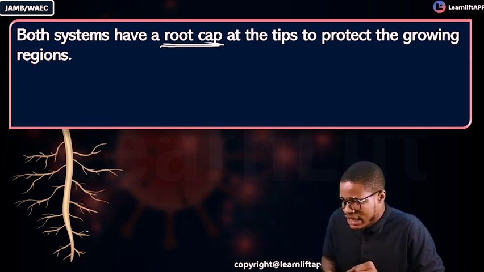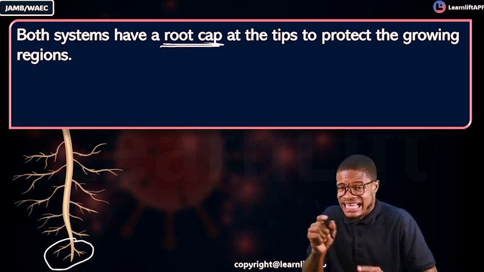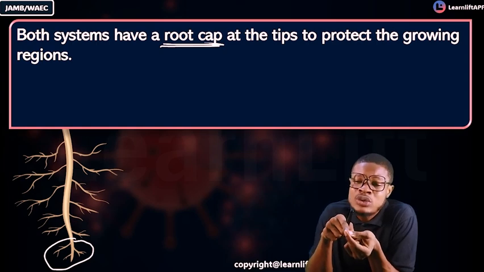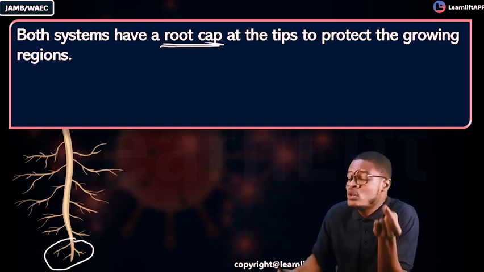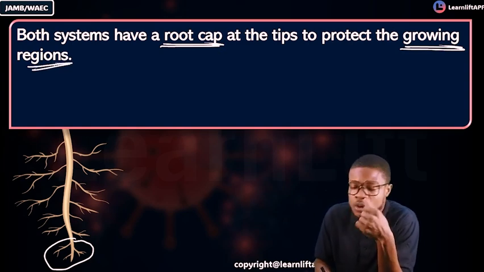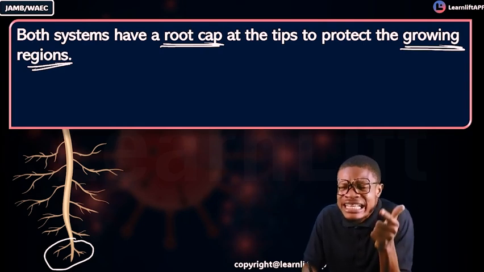Now look at it. This area here, this is the tip of the roots. That end, that terminal point, that's the tip of the roots. And that tip of the root is where you have the root cap. It protects the growing region. Why must the root cap protect the growing regions?